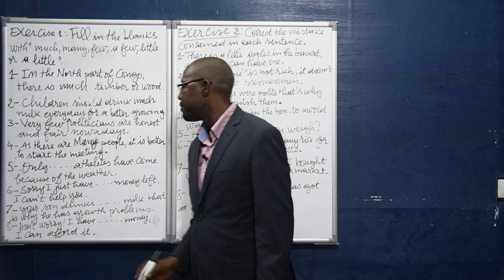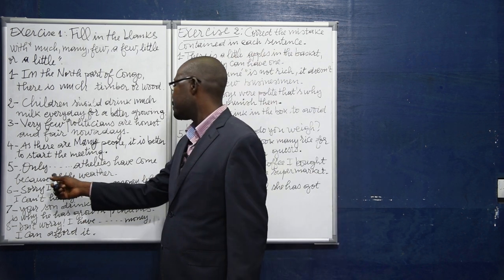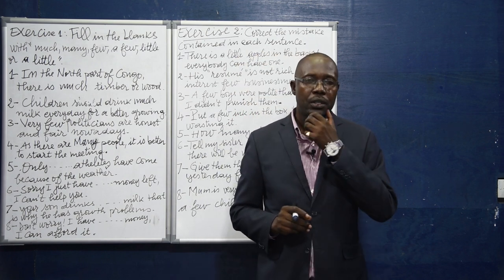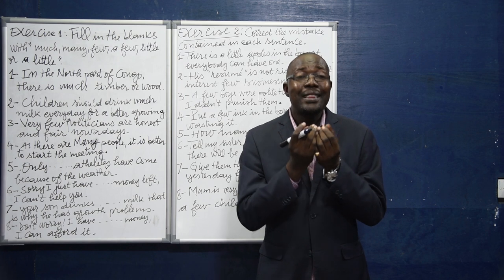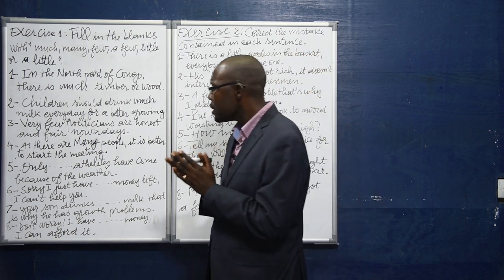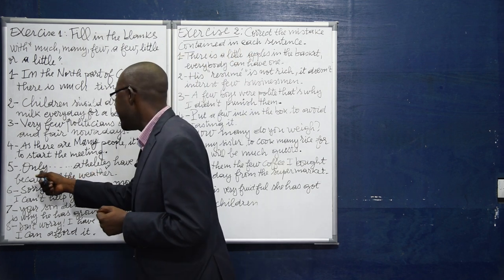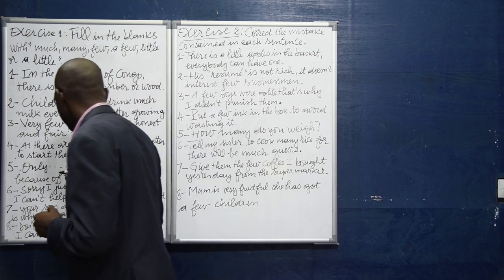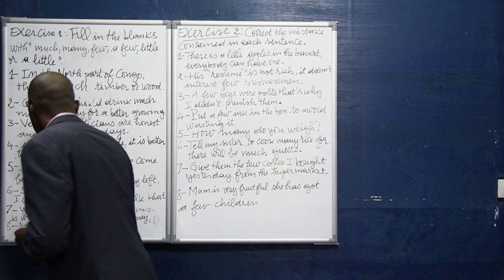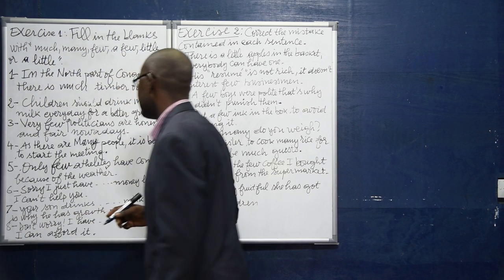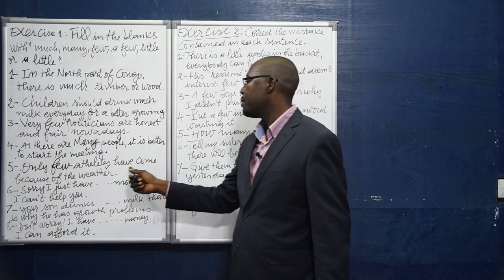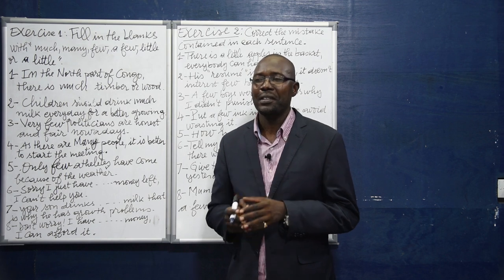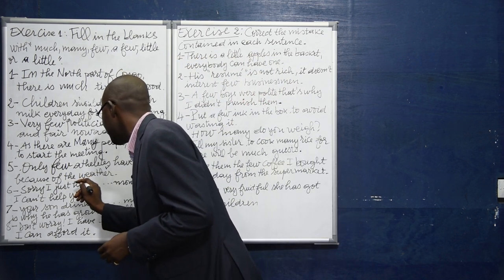We come down to exercise 5. Only athletes have come because of the weather. You see here, the noun is athlete. It is in the plural. What can we use? You must see the semantics of the sentence because it depends on the context of the sentence. So what is the context of this sentence? It is said only athletes. What can we use? Many? Because athlete is a noun, it is in the plural. Many or few? Because of the weather, here we use few. Only few athletes have come because of the weather. We don't know, maybe it was raining. That's why few of them came. It depends on the weather here. So the context here is the weather.